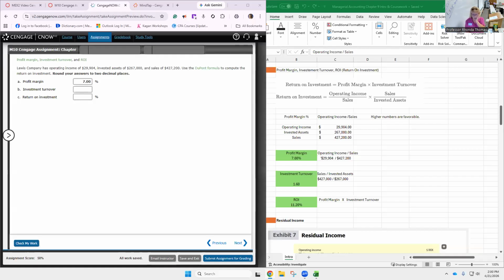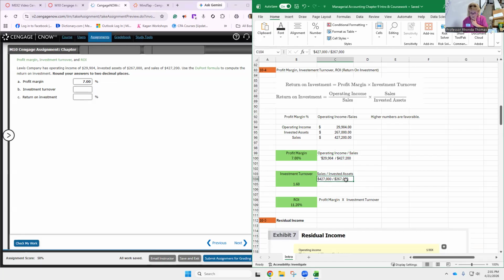Certainly. Okay, we're going back to a profit margin, a percentage, an investment turnover, and a return on investment. These two here are always quoted in percentages, and then this is just simply a number, and it represents how many times an investment has been turned over. So let's go to this next one. Investment turnover is sales divided by invested assets. So I've got 427,200, and I want to make sure to put the right number in, divided by 267,000. And it means that this investment has been turned over 1.6 times. The sales is 1.6 times the invested assets.